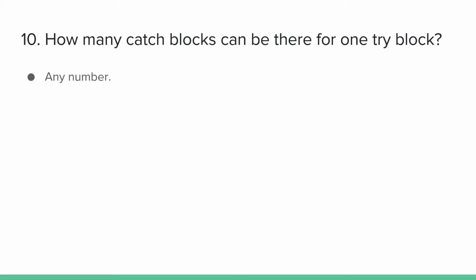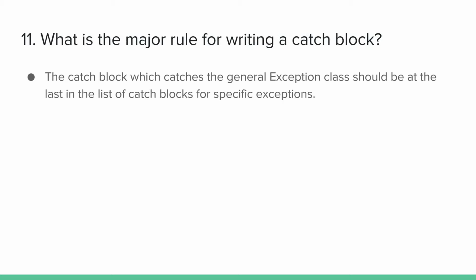How many catch blocks can be there for one try block? Any number of them. What is the major rule for writing a catch block? The catch block which catches the general exception class should be at the last in the list of catch blocks for specific exceptions. I repeat, the catch block which catches the general exception class should be at the last in the list of catch blocks for the specific exceptions. This is a very important point to remember.